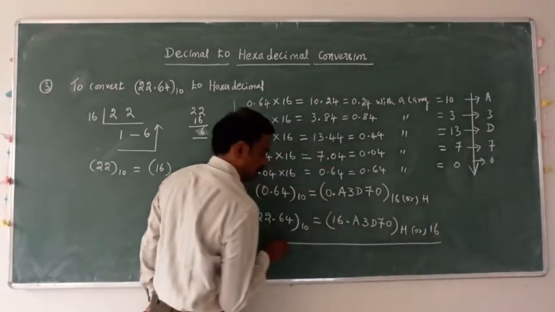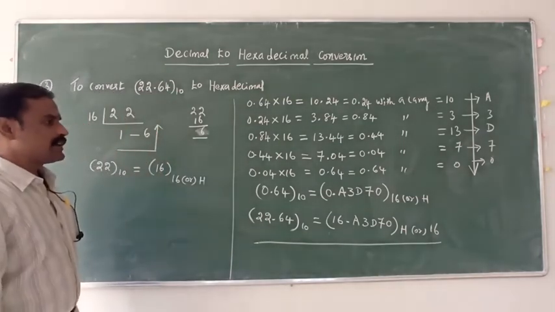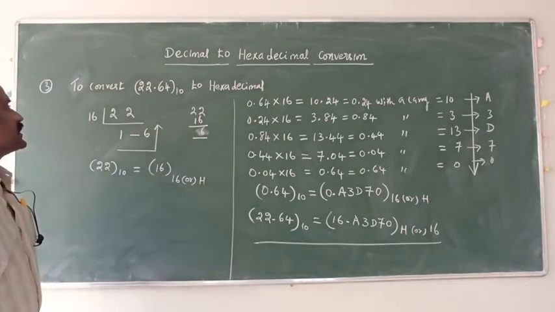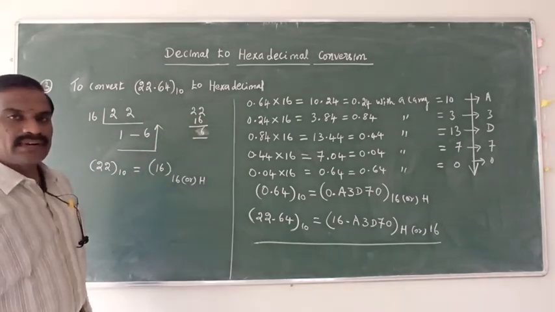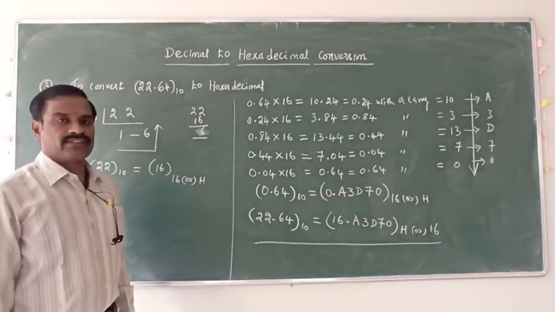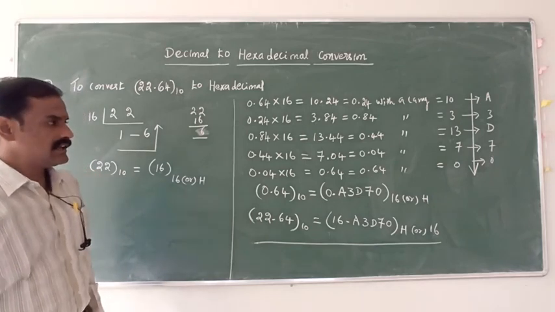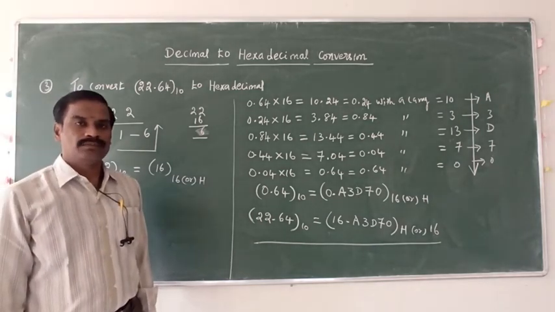This is the format to convert the given decimal number to hexadecimal code conversion. Okay? Any doubt?